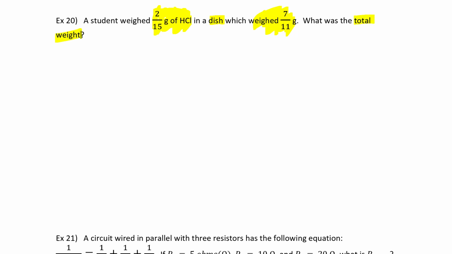So I'm given two pieces of information. They're being weighed together, so it must be addition. And I'm asked what the total weight is. I'm adding up the two masses. Let's write that equation now. 2 over 15. I'm going to write the units in, and then 7 over 11 grams. I'm leaving some space because I know that these are not like fractions, and I'll have to find a common denominator. Let's do that now.